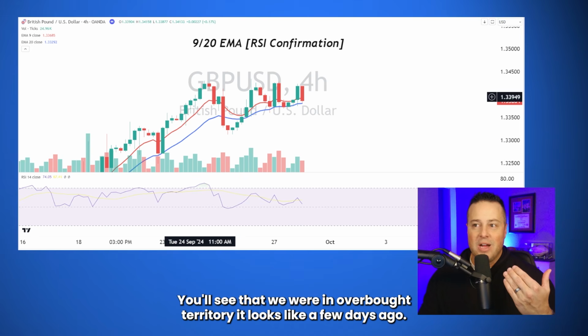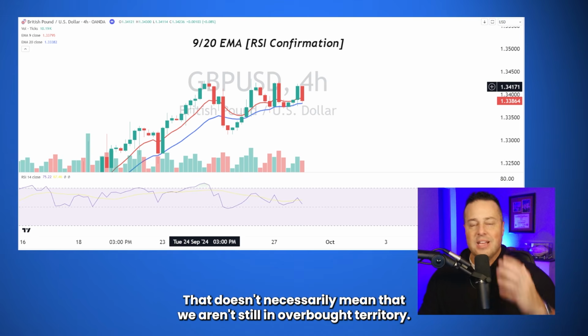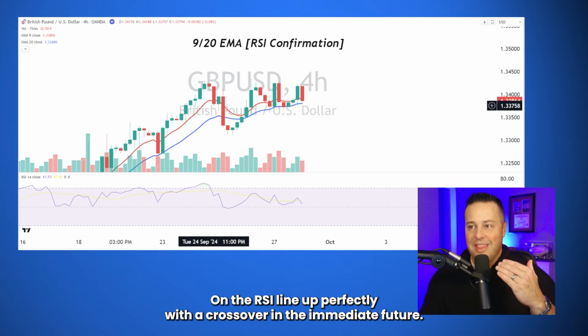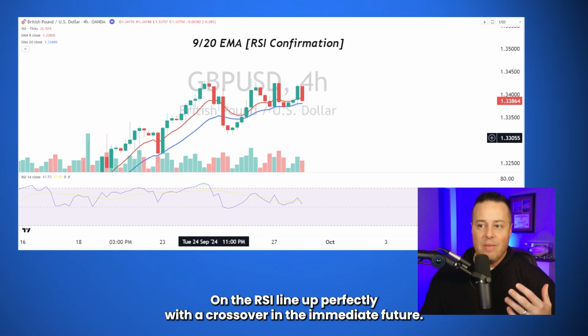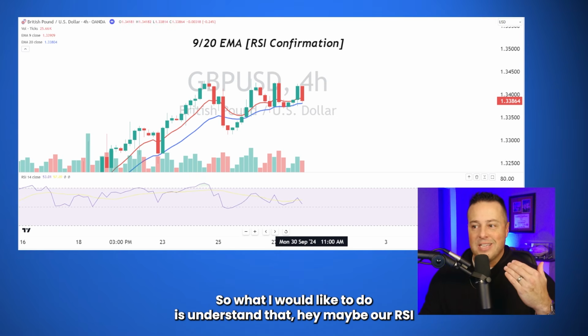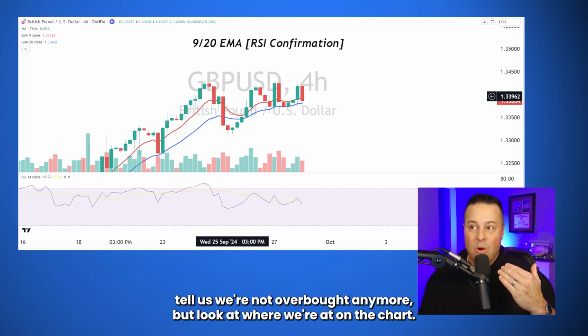You'll see that we were in overbought territory. It looks like a few days ago. That doesn't necessarily mean that we aren't still in overbought territory. Very rarely will the overbought reading on the RSI line up perfectly with a crossover in the immediate future. So what I would like to do is understand that, hey, maybe our RSI is telling us we're not overbought anymore, but look at where we're at on the chart.